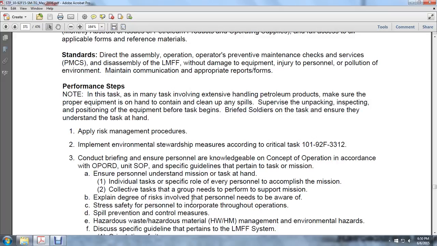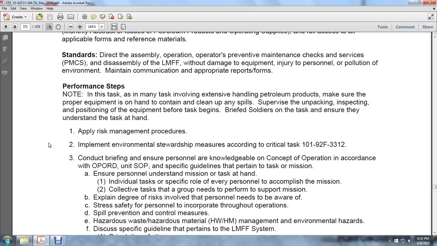Supervise the packing, supervise the unpacking, the inspection, and position of the equipment before the task begins. Brief soldiers on the task, ensure that they understand the task at hand. 1. Apply risk management procedures. 2. Implement environmental stewardship measures according to critical task 10192F3312.